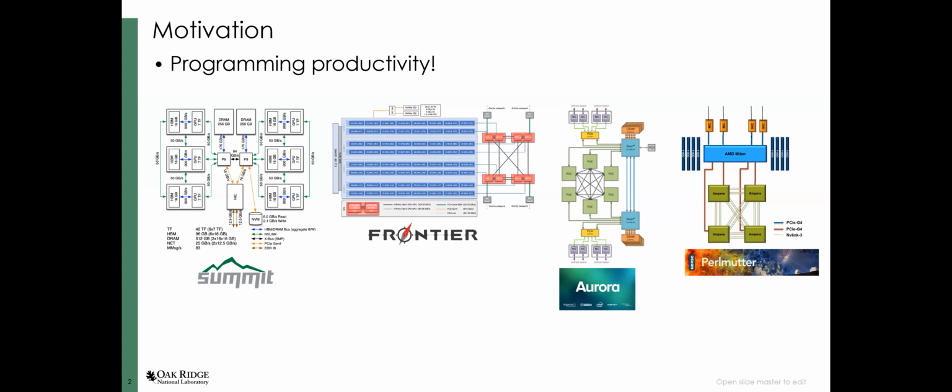So, for instance, in Summit and Perlmutter, if we want to use GPUs, we need to use CUDA. While in Frontier, we need to use a different programming model, HIP, or in Aurora, we need to use yet another programming model, in this case SYCL, oneAPI.